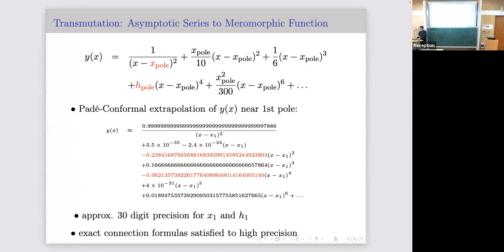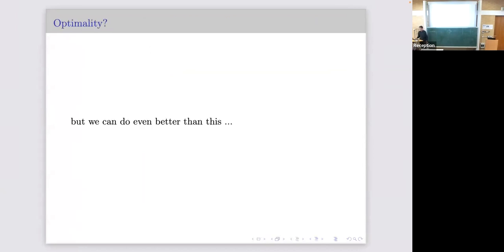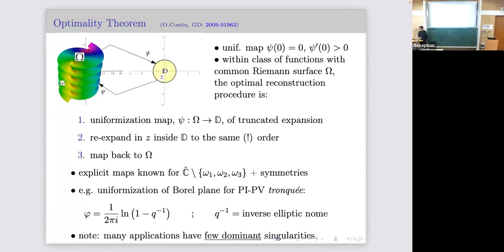Okay. So this is just baby stuff. Now we get to the real one. Okay, we can do much better than this. So this is an actual theorem. This was work with Ovidiu a couple of years ago. So now let's try to consider a general question.